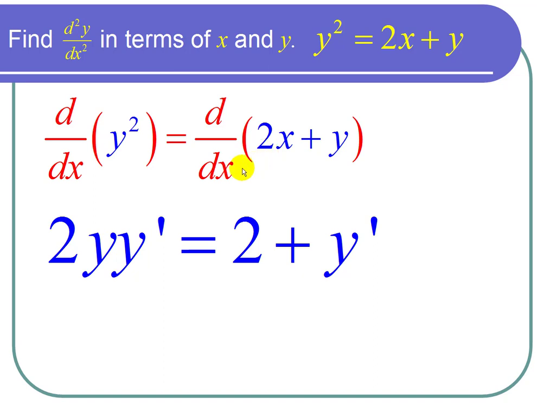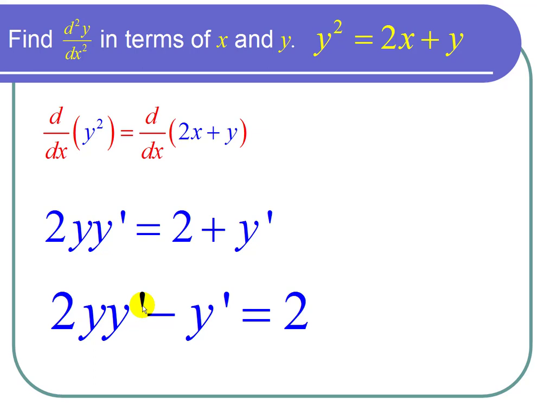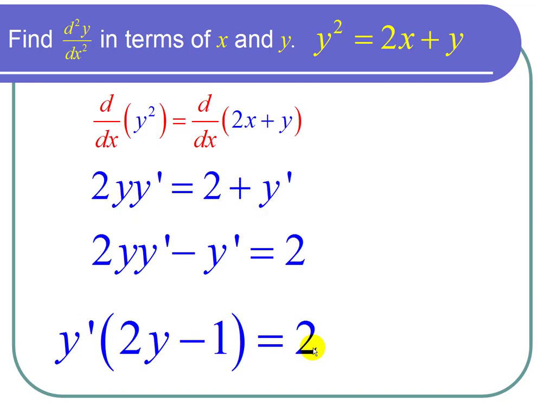So now let's get y prime on the left-hand side by subtracting y prime from both sides. And I get 2y prime minus y prime equals 2. Then factor out a y prime, and I get y prime times 2y minus 1 equals 2. Now I'm going to solve for y prime, and instead of dividing by 2y minus 1, because that's going to leave a fraction, I'm going to multiply by 2y minus 1 to the negative first power.